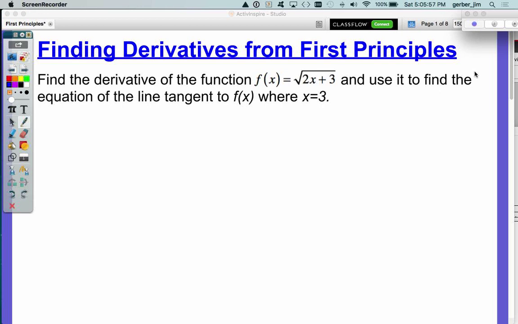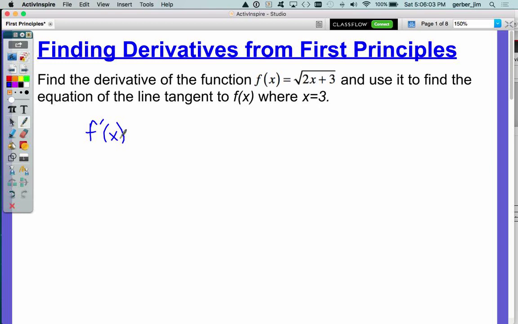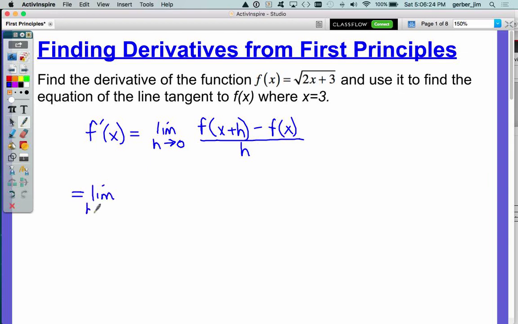So we start with the limit definition of a derivative, which is f prime at x is equal to the limit as h approaches 0 of f at x plus h minus f at x over h. This is an equation that you need to know by heart. From there, we can substitute for the f's.